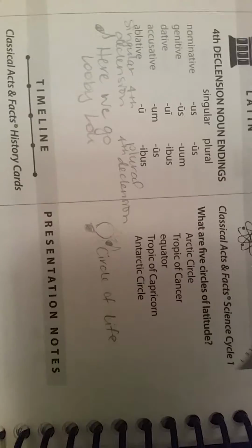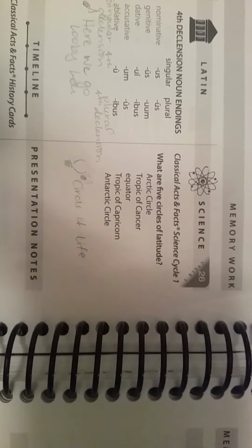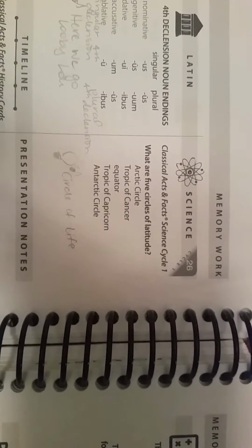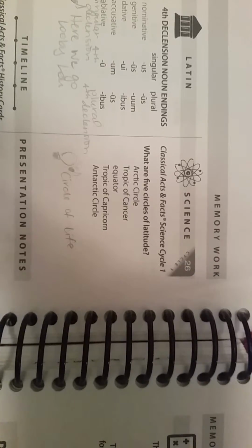Week 21, what are 5 circles of latitude? Arctic Circle, Antarctic Circle, Tropic of Cancer, Tropic of Capricorn, and Equator.